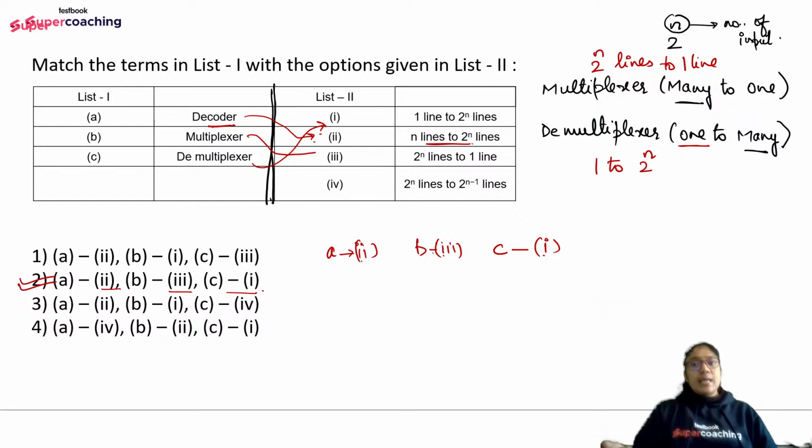Multiplexer simply means many to one. Multiplexer means you are getting the input from multiple sources and one line of output goes out. That is a multiplexer, right? So undoubtedly the answer for this question is option 2.